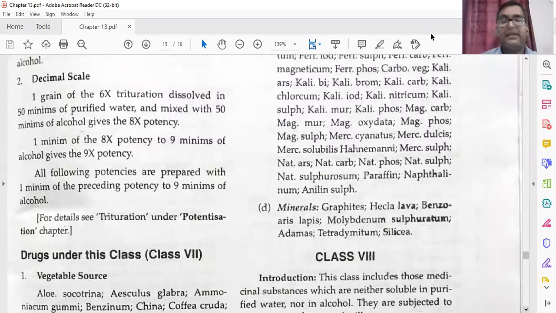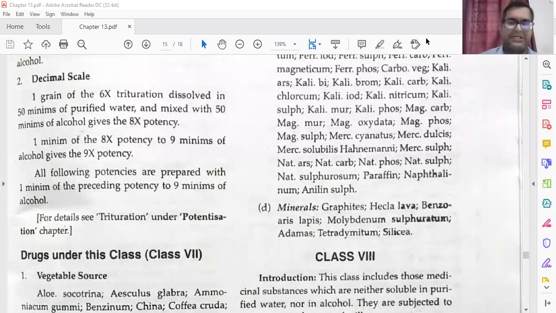Here only remember the classes. What are the definitions of mother tincture, mother solution, and mother substance? 1 to 4 come in the mother tincture, fifth and sixth come in the mother solution, and 7, 8, 9 come under mother substance. This much, and you have to remember the drug strength of each part.